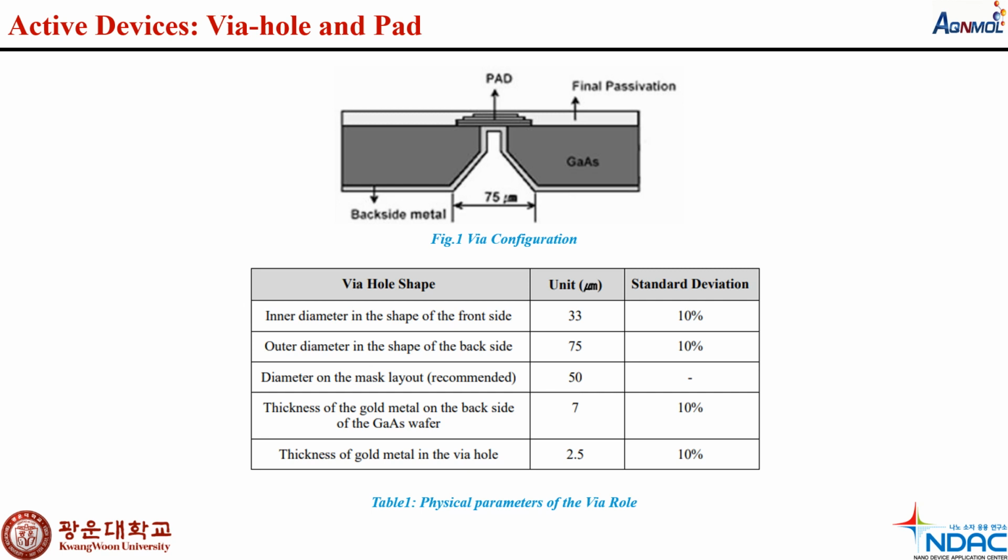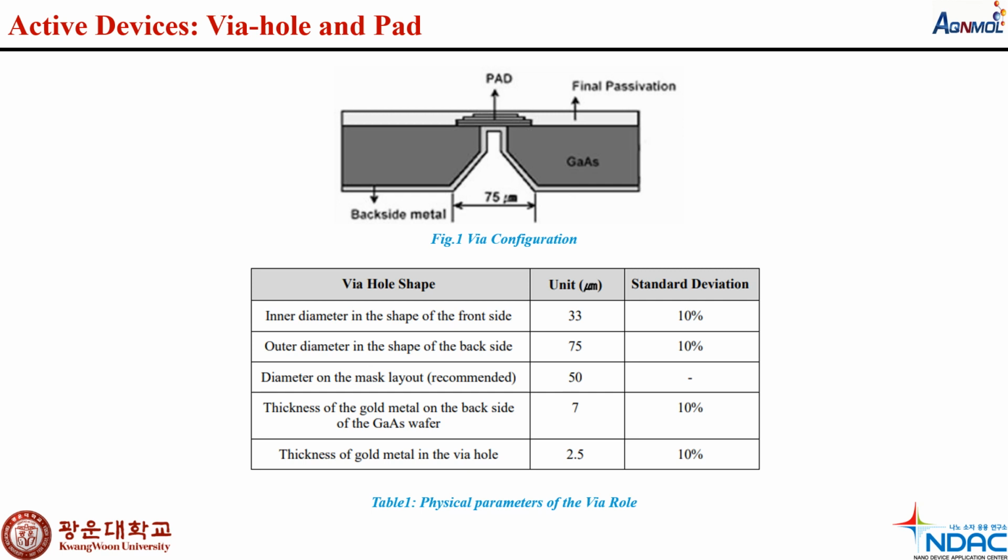For the physical parameters, we need to know three important things. One is the via hole shape, the second one is unit, and the third one is standard deviation. The via hole shape in terms of inner diameter, the front side, the unit should be 33 and standard deviation should be 10%.